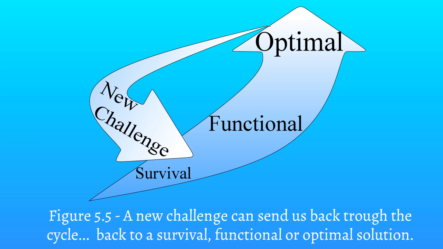Now, a new challenge, figure 5.5. A new challenge can send us back through the cycle, back to a survival, functional, or optimal solution. The arrow going from survival, functional, optimal is then met with another arrow that represents a new challenge that might send you back to functional or survival.